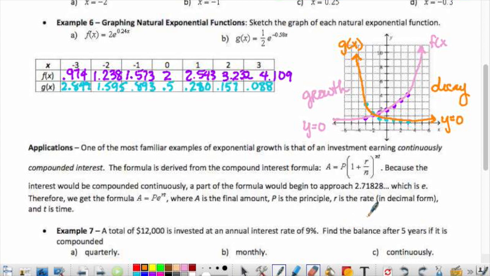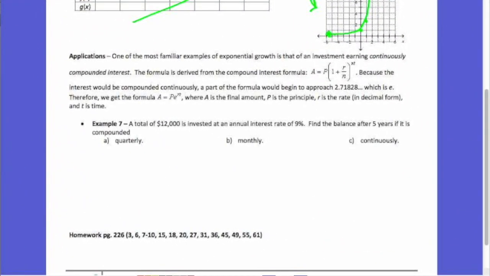That should be it as far as graphing with the calculator. So then an application of an exponential function: one of the most familiar examples is continuously compounded interest. What that means is that you're calculating the interest at certain intervals during a particular year. The formula is derived from the compound interest formula. So this guy right here is going to be your compounding interest. This is where you calculate. So if I want to calculate it 4 times a year, you put in a 4 here and here.